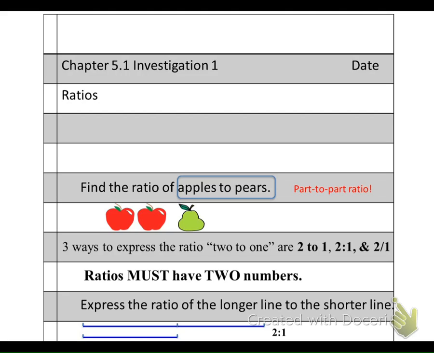Take a moment to write down the different ways to express ratios and some of these notes so you can refer to them while studying. Then press play so we can try some examples together.